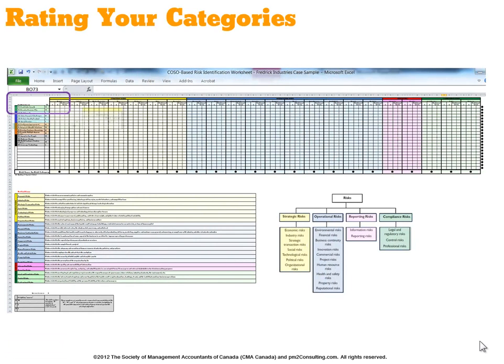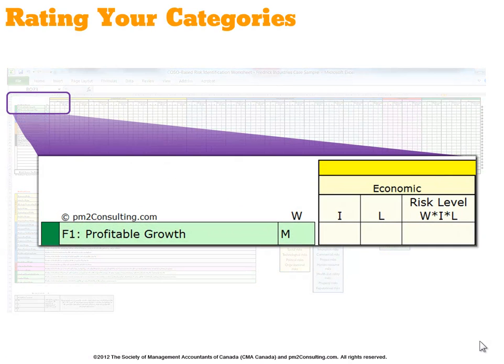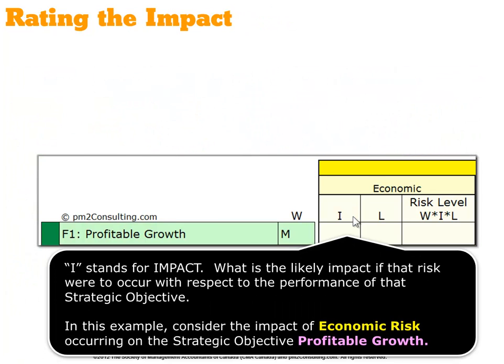I'm going to give you a framework, but you will need to modify this for how your organization thinks and works. So if we zoom in on just one part of the spreadsheet, in this case we're looking at the economic risk against profitable growth. What we're going to do first off is consider what the impact is. Specifically, what is the impact on that strategic objective if this risk were to occur? In this particular case, we're looking at the economic risk against the strategic objective of profitable growth.